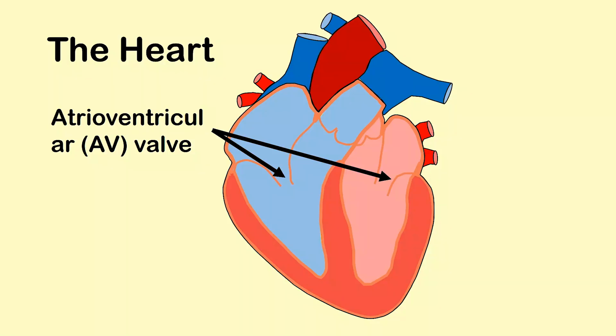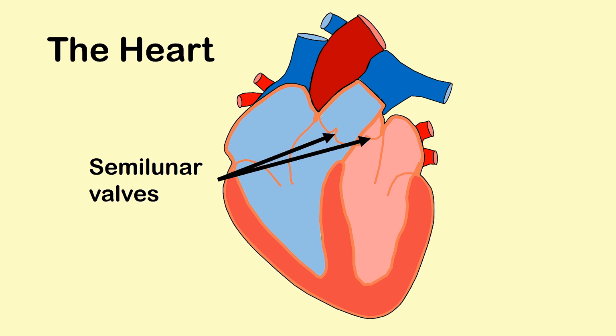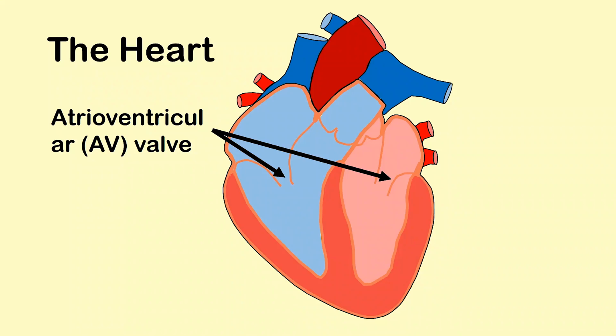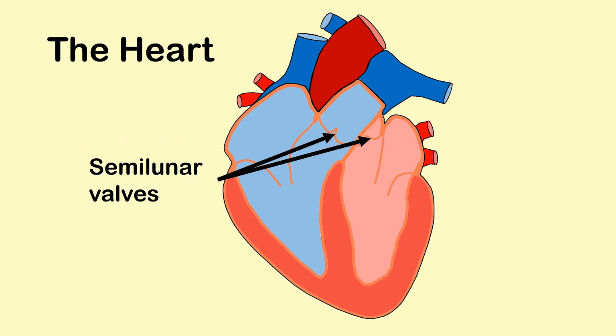So as the ventricles contract, you have the slamming shut of the AV valves. Once the ventricles relax and enter diastole, then the semilunar valves close. And that's the pattern that we hear. Lub-dub, lub-dub: AV valve, semilunar valve, AV valve, semilunar valve.